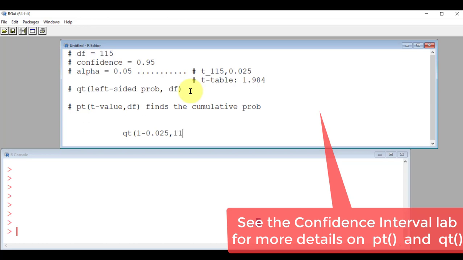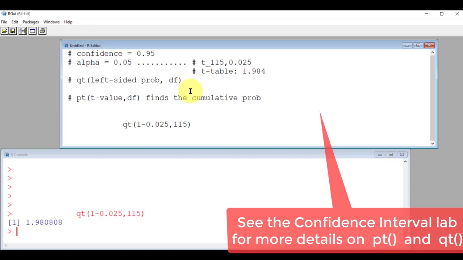We'll go ahead and use 115. We're not limited to the table here, so we'll type it in as it is. So our T critical value will be 1.9808. Now that's pretty dang close to what the T-table provided us. It's off because the T-table we had to use 100 degrees of freedom due to its limitations. So pretty dang close though.